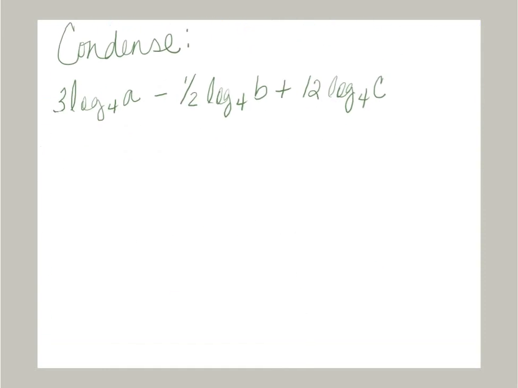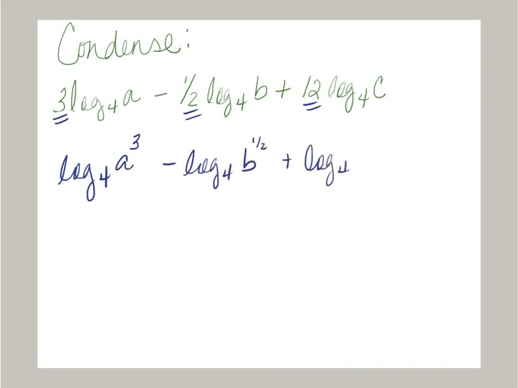Now, we're just going to do what we just did in opposite order. So I'm going to take my coefficients, and I'm going to pull them up and make them exponents. I'm going to say this is log, keep the base, a to the third, log base 4 of b to the 1/2, log base 4 of c to the 12th. Okay.